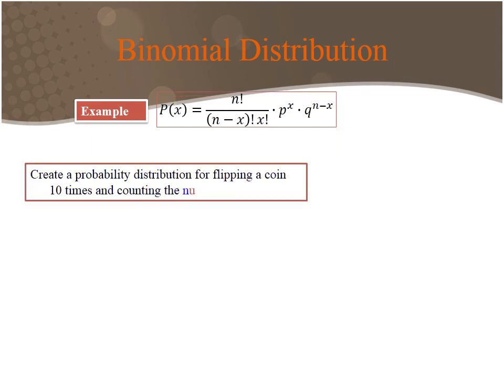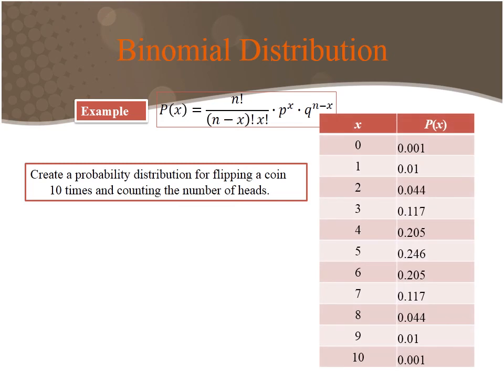Create a probability distribution for flipping a coin 10 times and counting the number of heads. So we'd have to play the same game in order to create the probability distribution. Consider all the different possible numbers of heads that could come up when we flip a coin 10 times. We could get 0 heads, 1 head, 2 heads, 3 heads, 4 heads, on and on and on, to a maximum possible number of 10 heads.